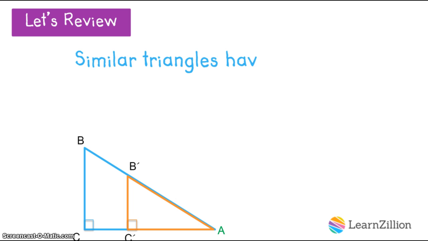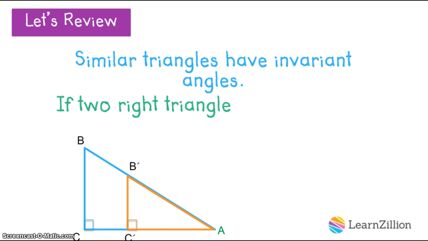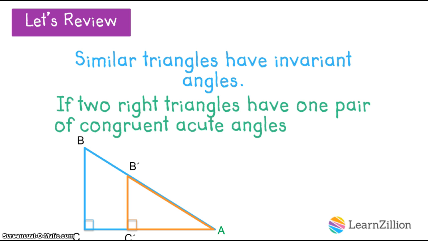Similar triangles have invariant angles. If two right triangles have one pair of congruent angles, then they are similar. For example, we have right triangle AB'C and right triangle ABC. These triangles are similar because they have the acute angle A and because they're right triangles.